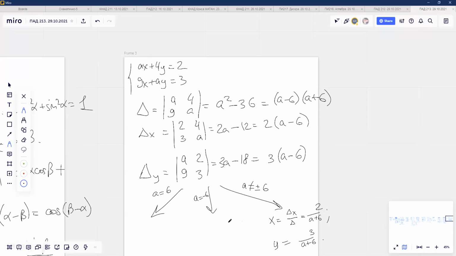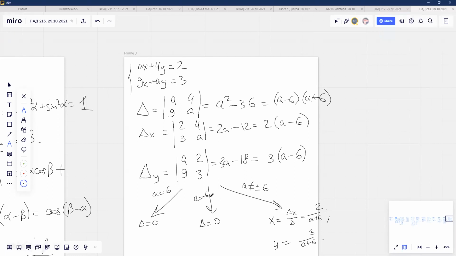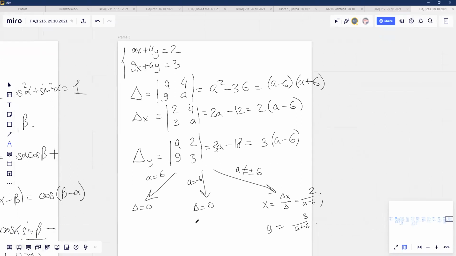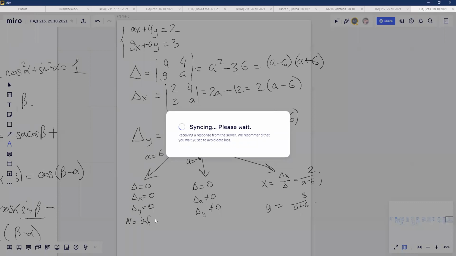Do I understand correctly that if we have a equal to 6 or a equal to minus 6, then we will get that our system of equations does not have solutions? Not really, no. With minus 6, yes, but with a equal to 6, we have all equal to 0, and then we have two possibilities. That is, there are no solutions or there are infinitely many solutions. Yes, now it's better.